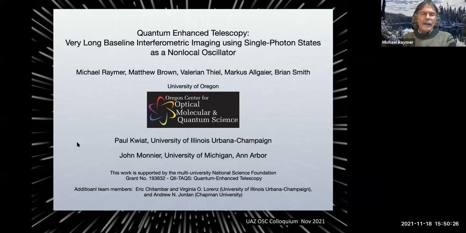And we're part of an NSF-funded group grant led by Paul Kwiat at Illinois. And our astronomer member is John Monnier from the University of Michigan. He's the one who asks us all the hard questions and keeps us honest about what we're really trying to do here. Additional members are Eric Chambar, Gina Lorenz, and Andrew Jordan. So onward.